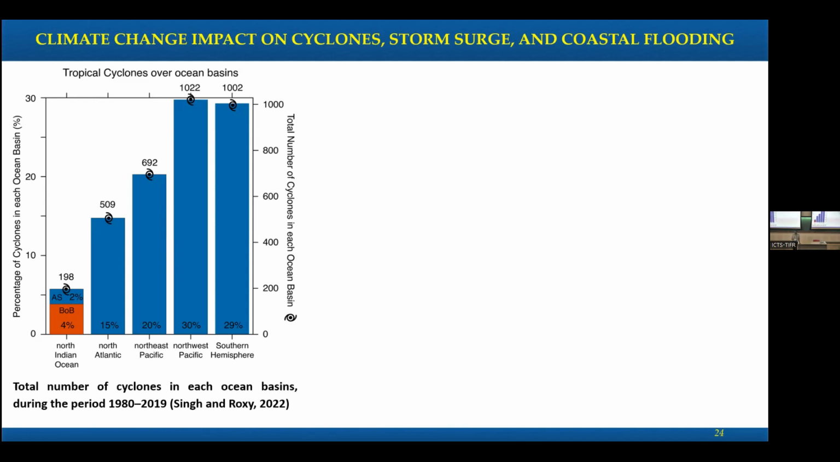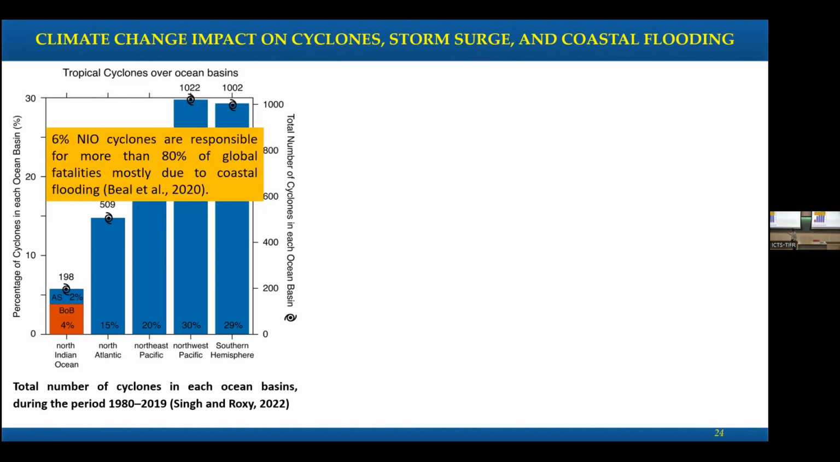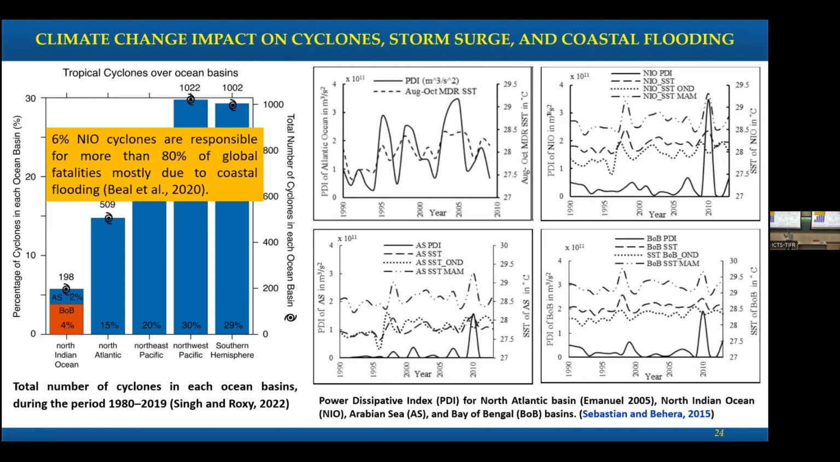If we look at the recent past, this slide shows that our North Indian Ocean has quite a small number of cyclones, but even with that, it contributes to the majority of the fatalities and damage, because we have a highly populated region around the Indian Ocean rim. So if you look at the Arabian Sea and Bay of Bengal, which is our domain of interest, in the last couple of decades the intensity of the cyclones has increased substantially, and that is shown by the power dissipation index, that is PDI.